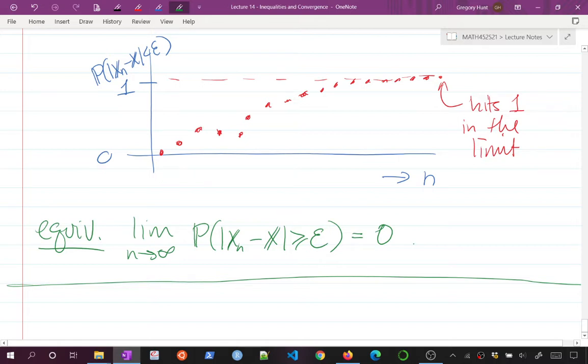So this is our second definition, called convergence in probability. We'll pick back up here next time, and we'll see it's a slightly weaker form of convergence and is related to almost sure convergence in some way. Okay, but we'll stop here for now.